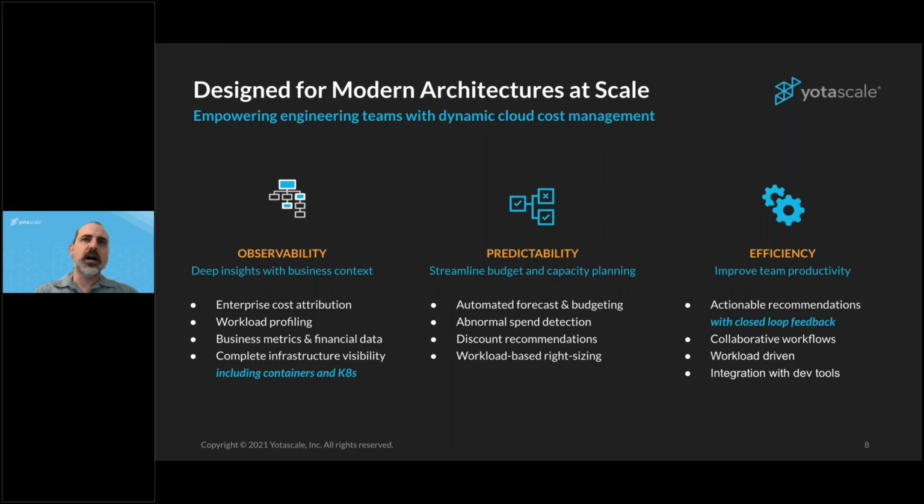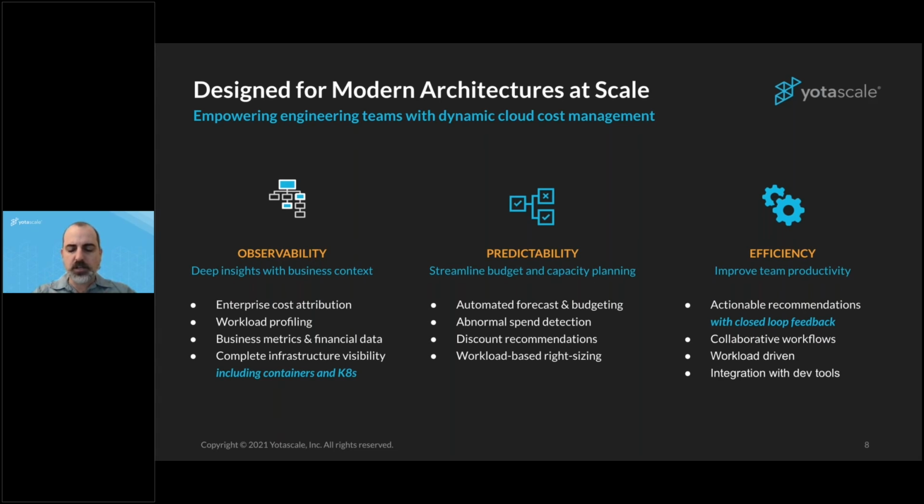In this case, you can see how we apply Yotascale to Compass. This is really designed for architecture scale, right? We really help them get in and see. Number one, there are really three pillars here that we helped Compass with. One is observability, second is predictability, and third is efficiency. Kind of breaking down what this looks like for them.